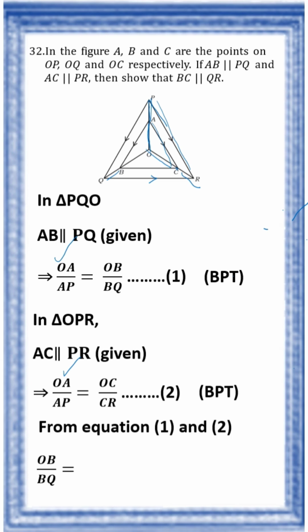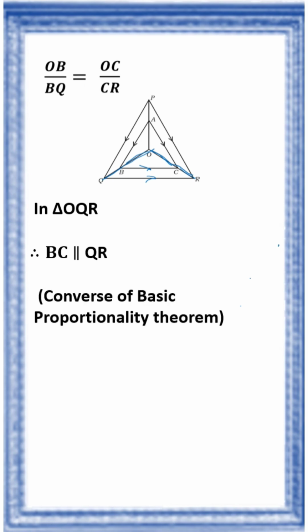So OB by BQ is equal to OC by CR. Where is OB? This is OB by BQ is equal to OC by CR. This is in triangle, which triangle? OQR. So BC is parallel to QR. Why? Because of the converse of the basic proportionality theorem. Hence proved.